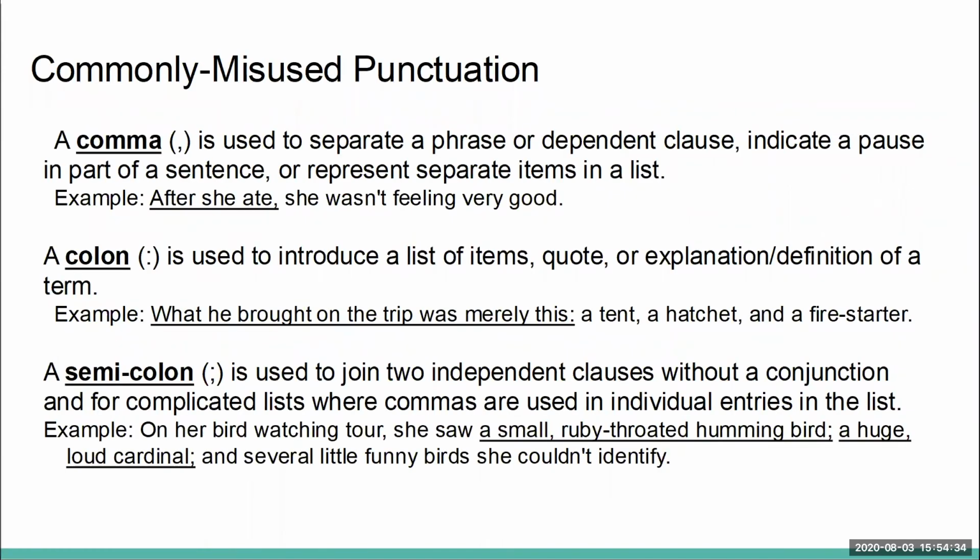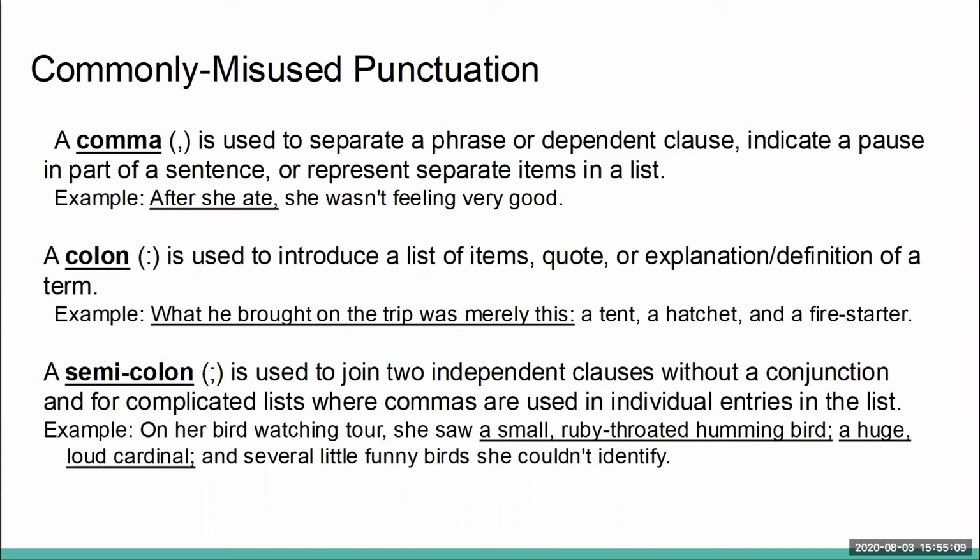Now let's talk about some commonly misused punctuation. A comma is used to separate a phrase or dependent clause, indicate a pause in part of a sentence, or represent separate items in a list. For example, after she ate, she wasn't feeling very good. "After she ate" is a dependent clause and "she wasn't feeling very good" is an independent clause. So by putting a comma in there, we've separated the dependent and the independent clause.